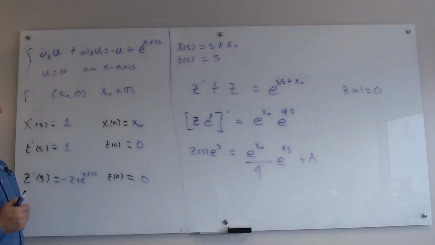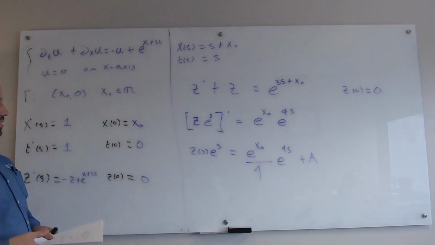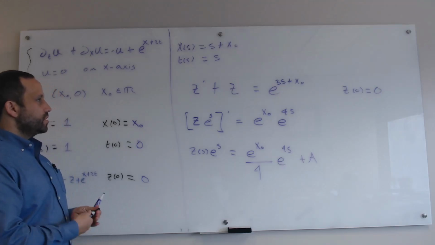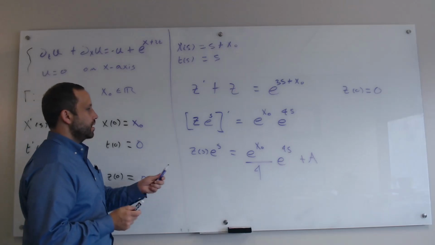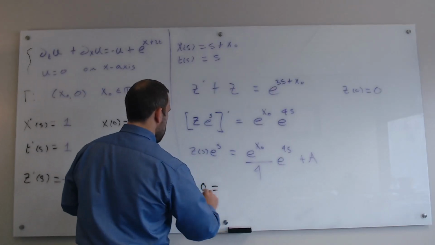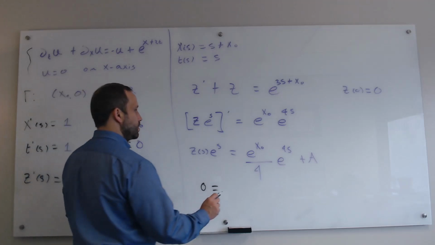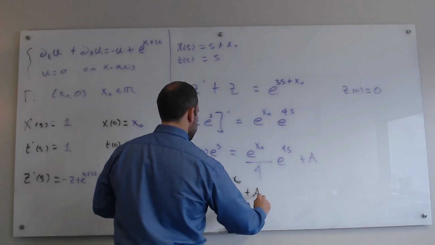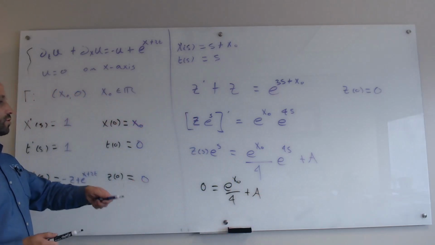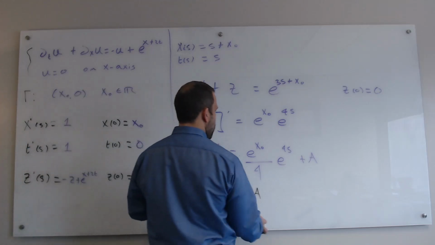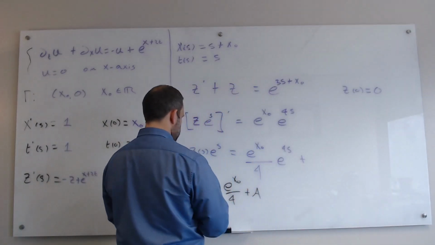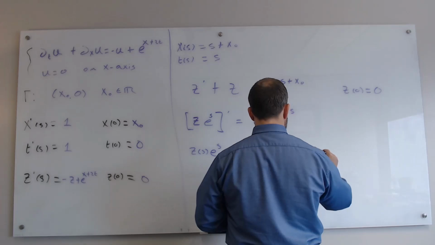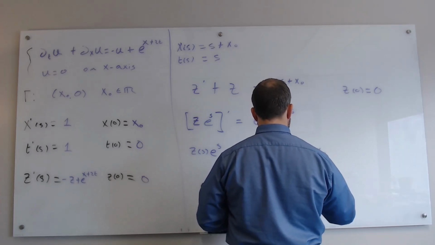Okay, now let's just figure out what a is using our initial condition. We'll solve for z in just a moment, but let's figure out what a is using our initial condition. So we're going to plug in s equals 0. On the left-hand side, we're going to get 0. On the right-hand side, when we plug in s equals 0, we're just going to get e to the x naught over 4 plus a, and so a equals minus e to the x naught over 4. So I'm going to go ahead and make that replacement. This is minus e to the x naught over 4.